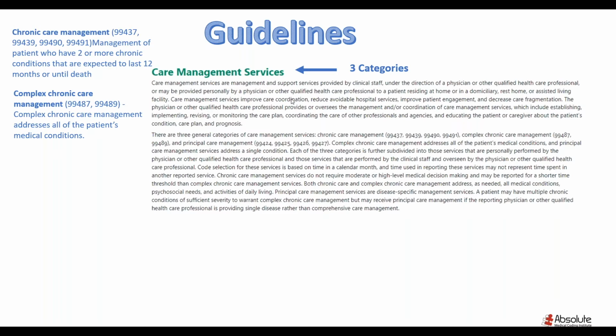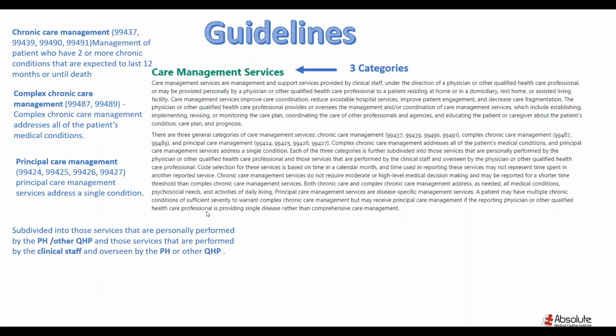And we have a code series for complex chronic care management, 99487 and 99489. Complex care management services address all of the patient's medical conditions. And the third set would be for principal care management. The CPT codes are 99424, 99425, 99426, and 99427 for principal care management services, which address only a single condition. So these are the main differences between all three categories of care management codes.